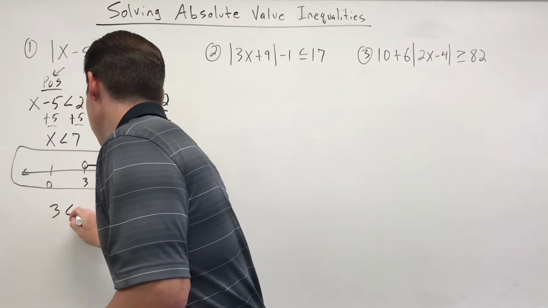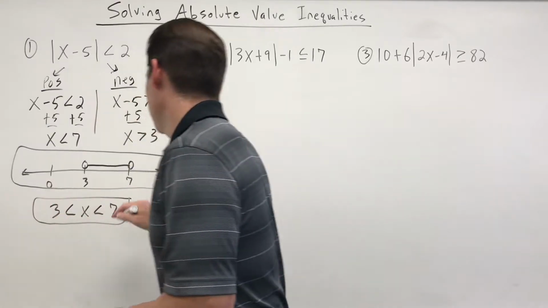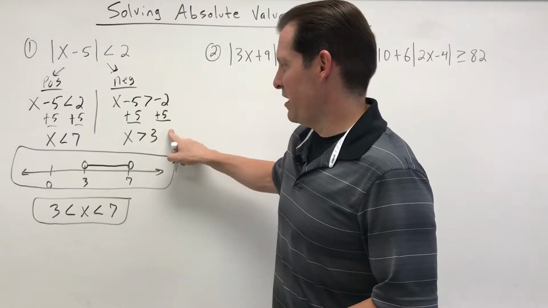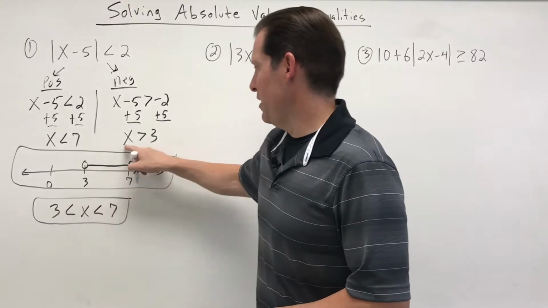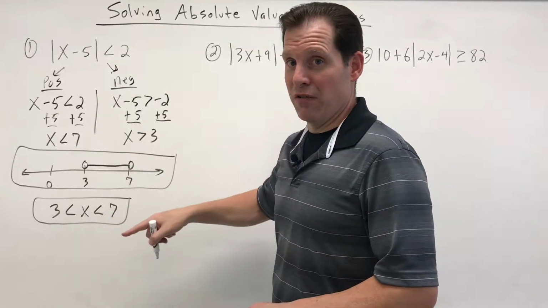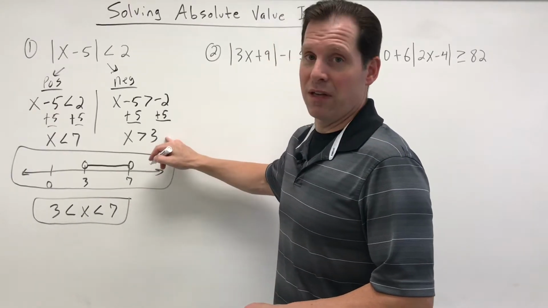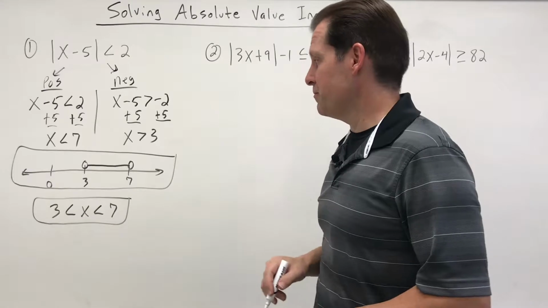So 3 is less than x, which is less than 7. So you can tell these are the same if you read it. x is greater than 3, x is less than 7. So just be aware of that. Some students get confused because they see this as the answer, and it doesn't look like what they have here. So just be careful.